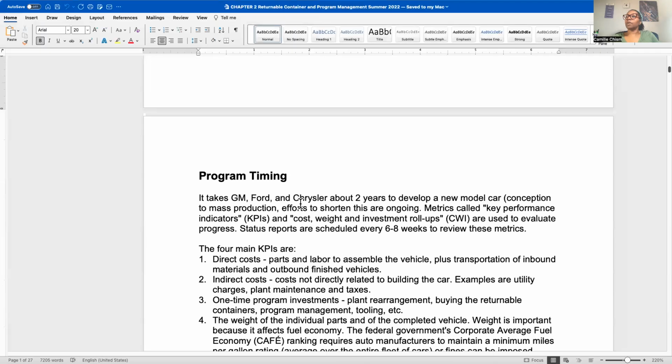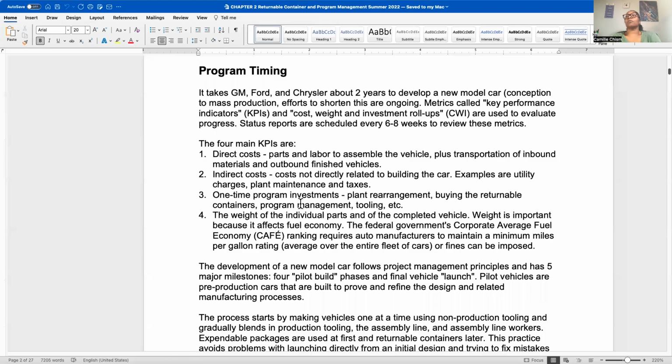Okay, so Chapter 2. This talks about program timing. So the big three, people will say, GM, Ford, and Chrysler, even though we know Chrysler's now Stellantis, we still look at it in Detroit as Chrysler because that's what we know. So when you see this in here, it does take about, from start to finish, about 2 years to develop a vehicle. So that is from the concept.